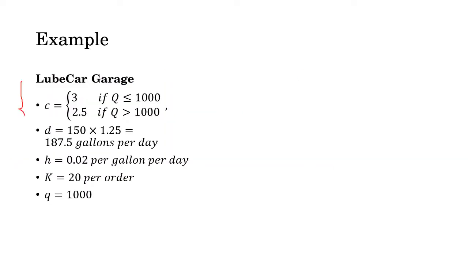This is the same data from the previous slide, and C1 and C2 have been converted into the mathematical expression that we saw in one of the earliest videos on this model. Then this is the demand D, then holding cost small h, order cost, and the threshold small q. You can pause the video and make sure that the data given here is correct. So let's step through the procedure that we saw in the previous video.